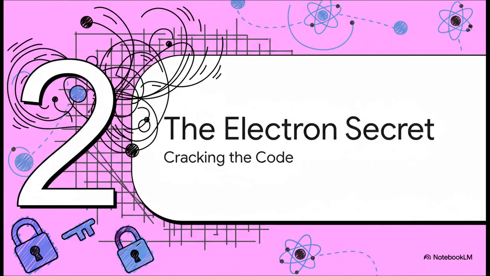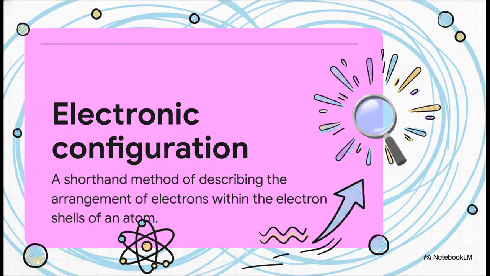But why? Why do these families act so much alike? Well, the answer is a hidden code that, you guessed it, all comes down to the electrons. And the key to this code is something called electronic configuration. Now that sounds super technical, but it's really just a shorthand for describing how an atom's electrons are arranged in their shells. And this arrangement, well, that's what decides an element's entire chemical personality.